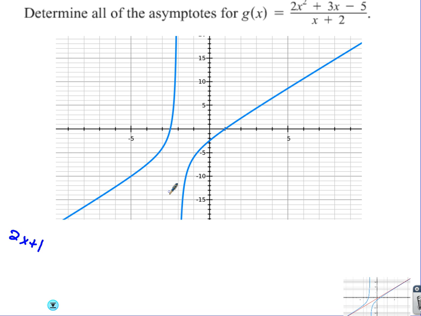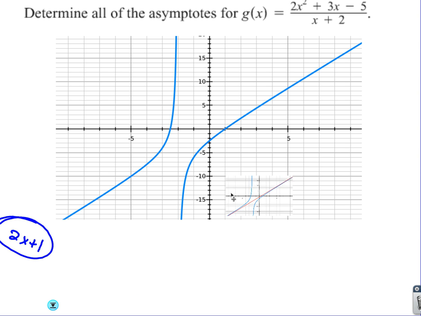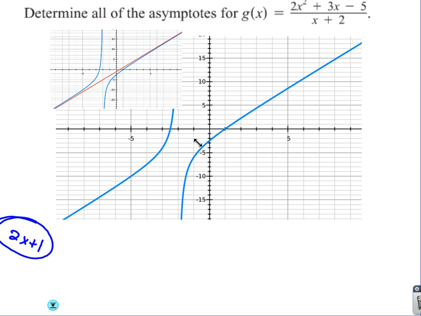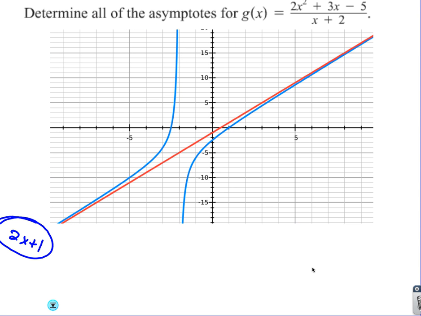Which means as my graph approaches infinity, as x gets bigger and bigger, as x gets smaller and smaller, we actually approach that. Let me pull up the other one, you can see it a little bit better. Here's the line 2x plus 1 graphed along with that graph. And as you go that way, do you see the blue line gets closer and closer to 2x plus 1? As you go to the left, your blue line gets closer and closer to 2x plus 1.